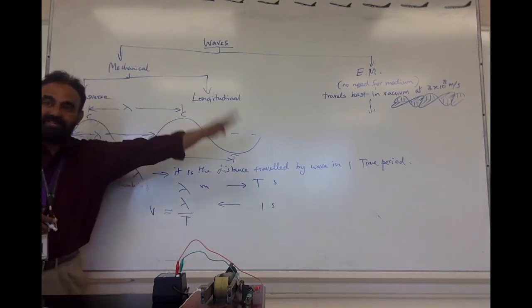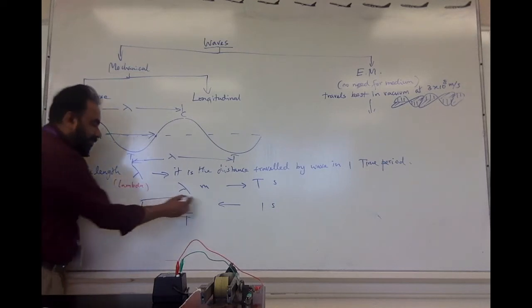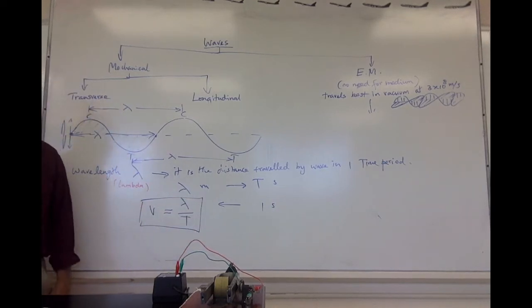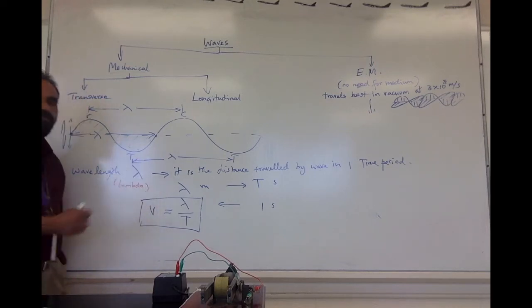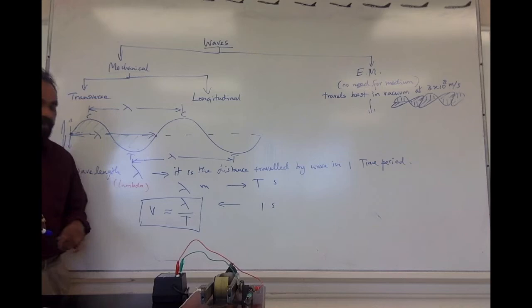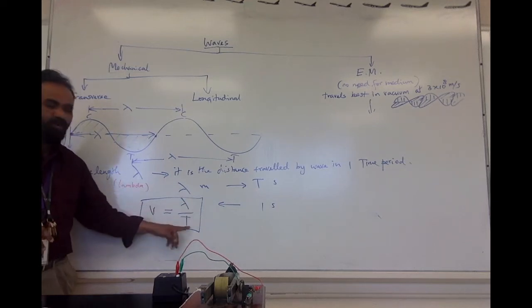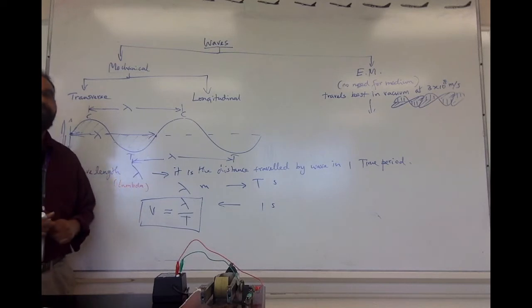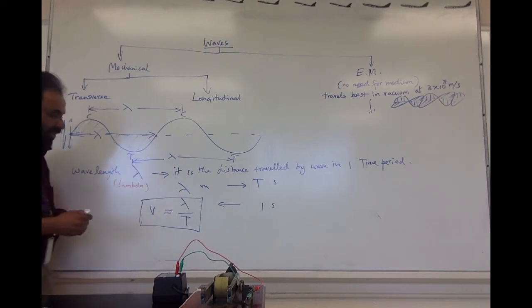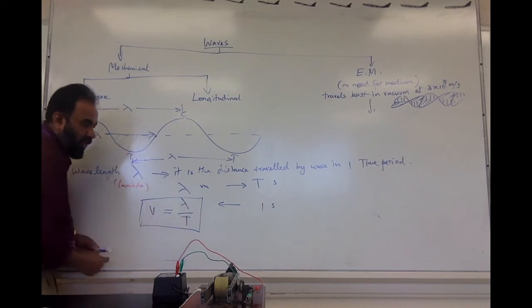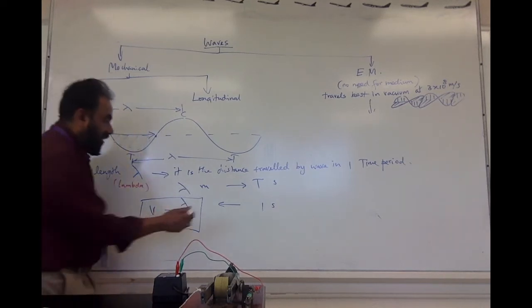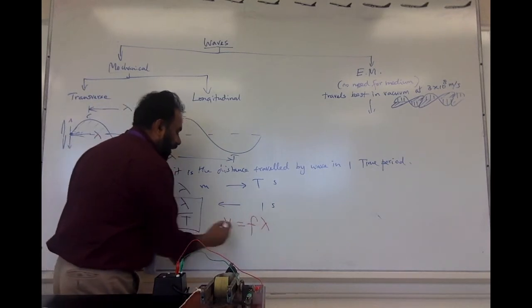So, lambda over t is velocity of the wave. How fast is the wave advancing? It is lambda over t. An important equation. Lambda over t is velocity, a simple, easy to understand equation there. What is the reciprocal of time period? 1 over time period. What is 1 over t? Frequency. 1 over t is frequency. And therefore, I can rewrite this equation as v is equal to f lambda.